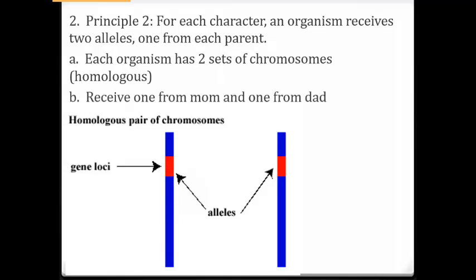So again, if this was our homologous chromosome, maybe this particular area codes for brown eyes from dad, let's say, and this area from mom codes for blue eyes. So each parent is providing you one allele, in this case one for brown and one allele for blue, but both of them have the gene location for eye color.